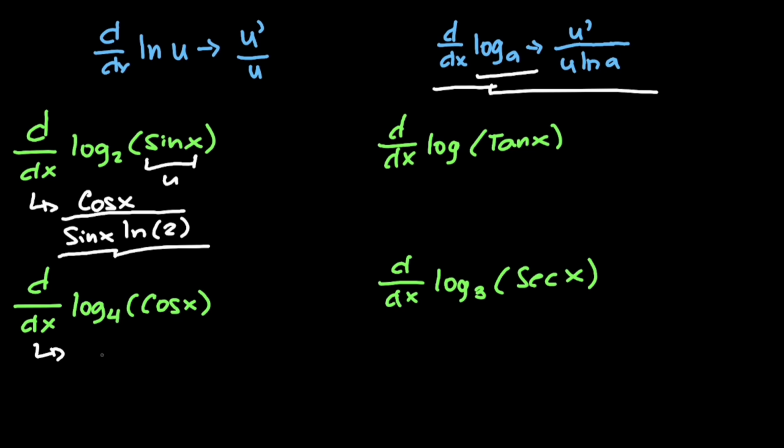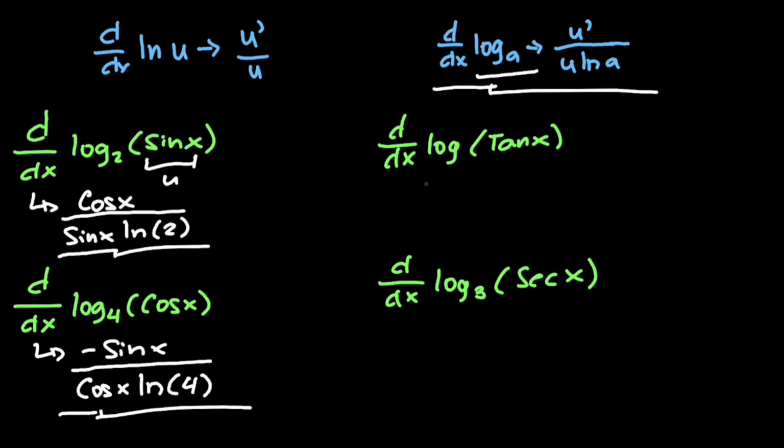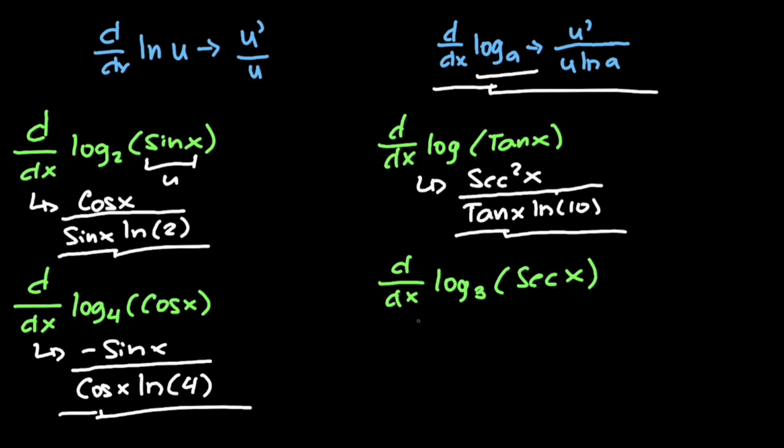The derivative of log of cosine of x with the base of 4 is negative sine of x over cosine of x multiplied by the natural logarithm of 4. The derivative of logarithm of tan x, if there is no number, it's still base 10 as usual. So the derivative of tangent of x here will be secant squared of x over tangent of x multiplied by the natural logarithm of 10.